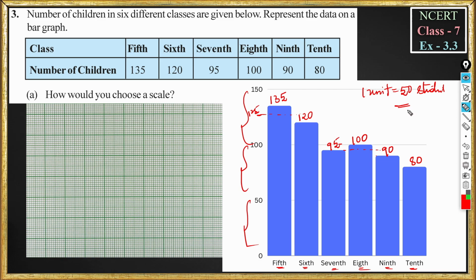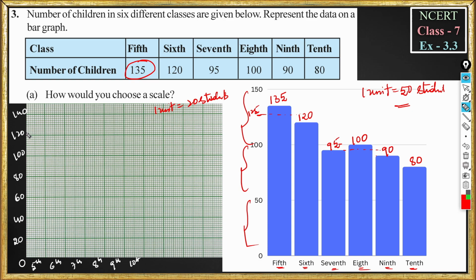You can do it by drawing 1 unit equal to 20 students also. See, for example, you take this 0. So here what we have taken is 1 unit equal to 20 students. So this becomes 20, 40, 60, 80, 100, 120 and 140. Whereas on the x-axis, we have different classes, that is 5th, 6th, 7th, 8th, 9th and 10th. Okay. So 5th we have 135 students.